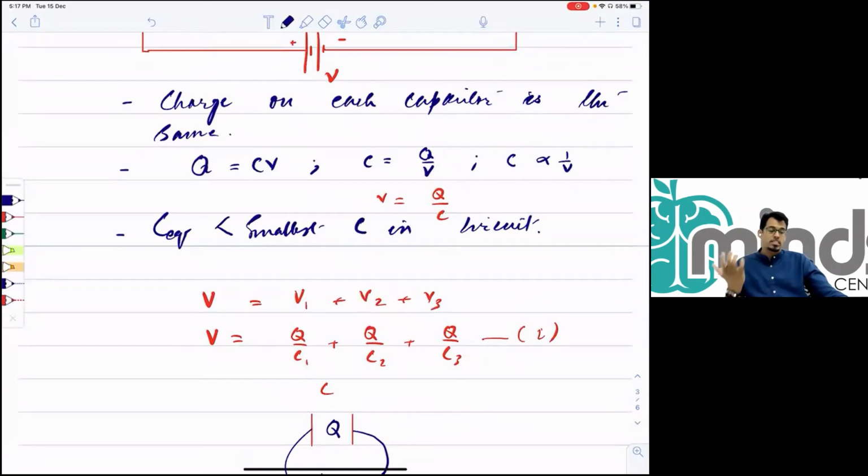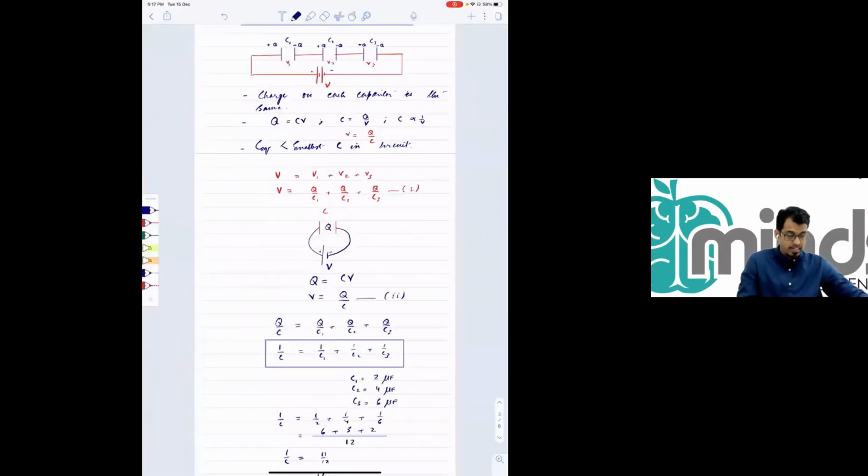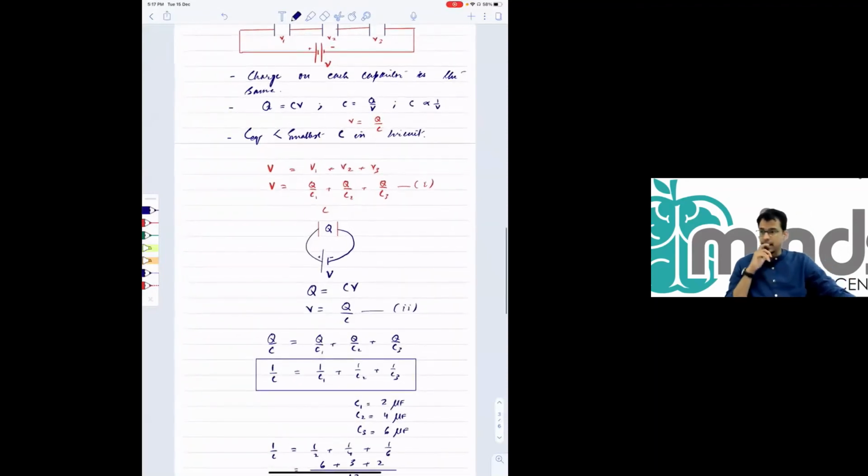A series combination of capacitors is used where you want to decrease the value of capacitance. Why we do it, we will be discussing. Are you getting this derivation? Let me show you the entire derivation. Is it clear?